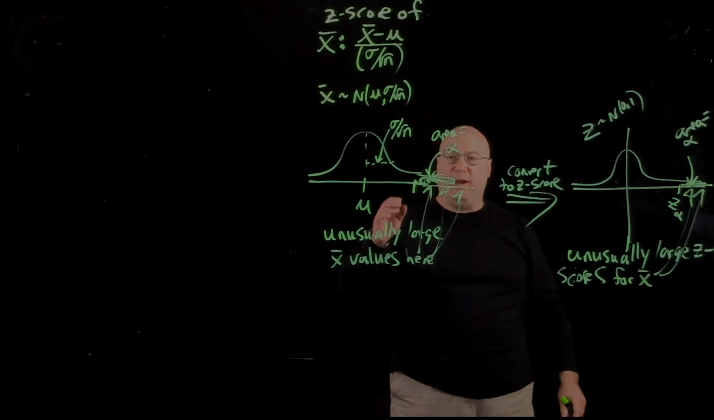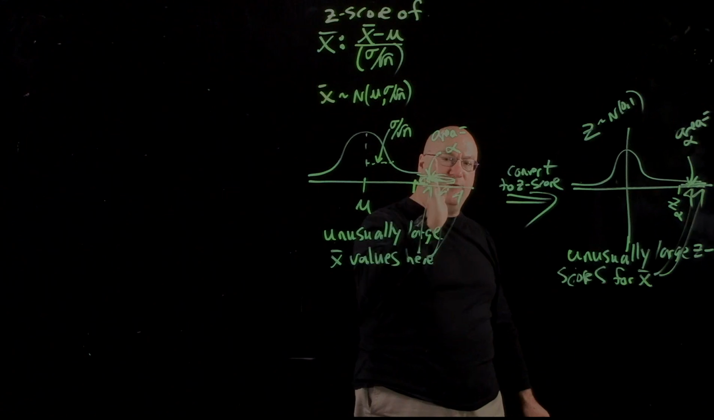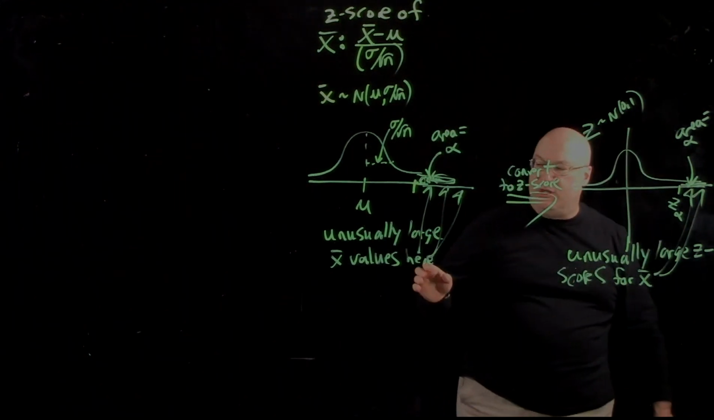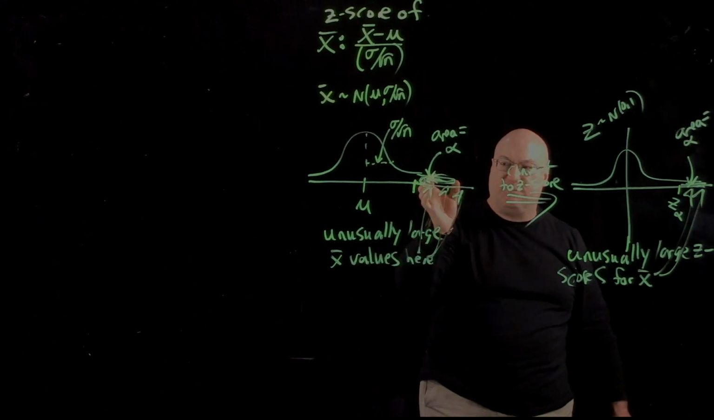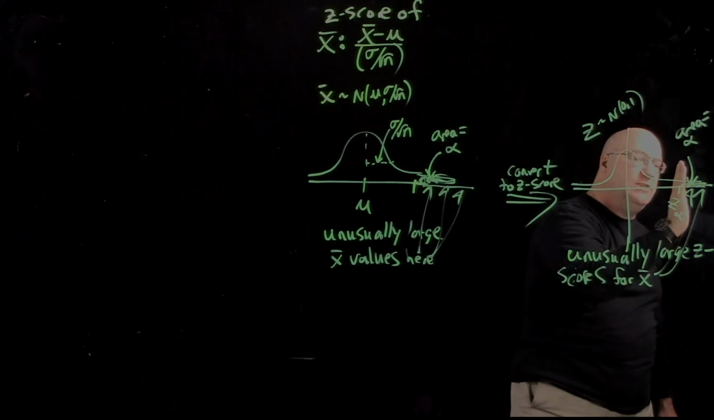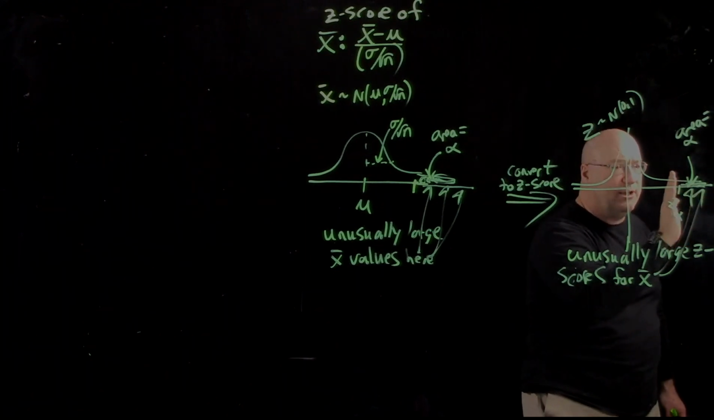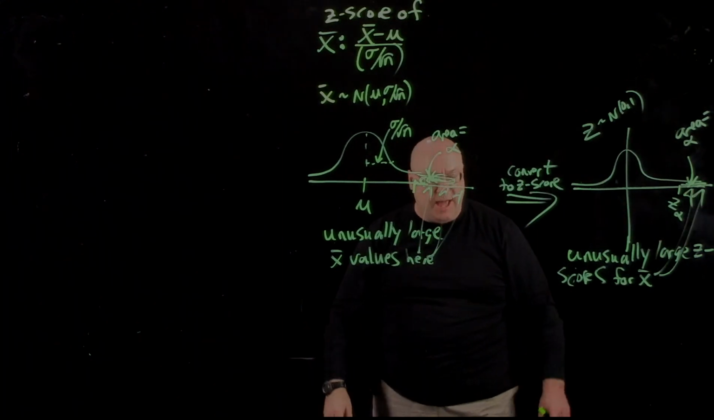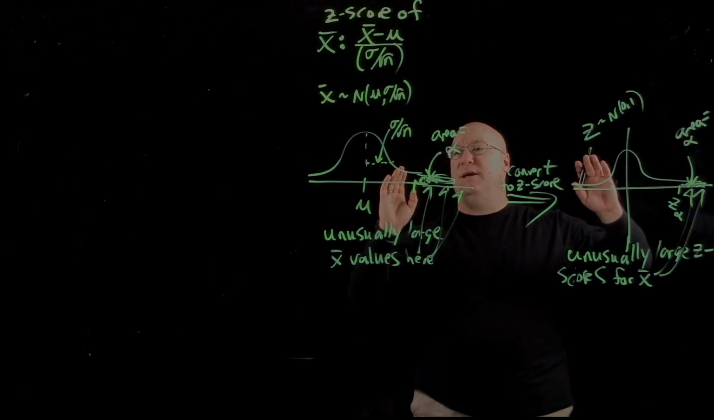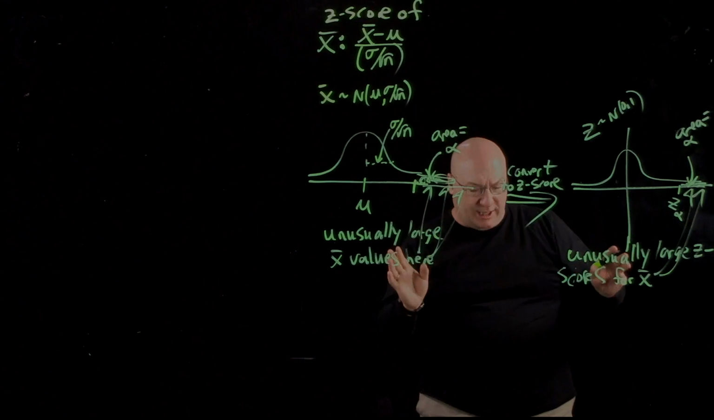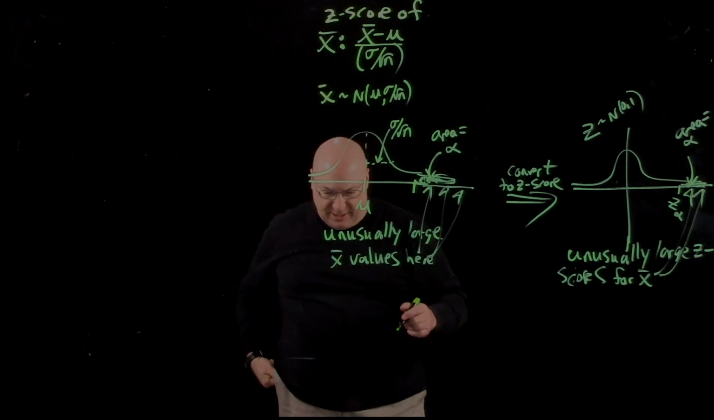If I have an unusually large value of X bar, that corresponds to having an unusually large z-score. If I have an unusually small tail probability for X bar, it's sitting out here, and when I convert to z-scores it's going to have a small tail probability out here because it's beyond the critical z-score. That's the right tail case, where I'm thinking of X bar being unusually high or unusually large.